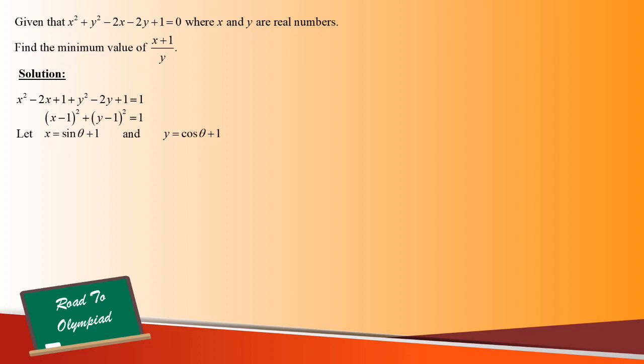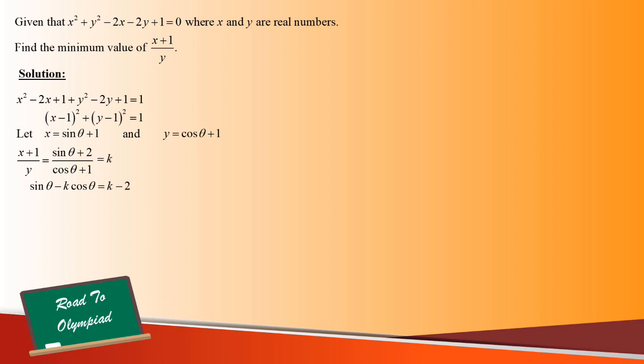Here, the given function x plus 1 over y can be written as sine theta plus 2 over cosine theta plus 1. And we let this be equal to k. Then, by multiplying both sides by cosine theta plus 1, we get sine theta plus 2 is equal to k cosine theta plus k, which we can rearrange to get sine theta minus k cosine theta is equal to k minus 2.